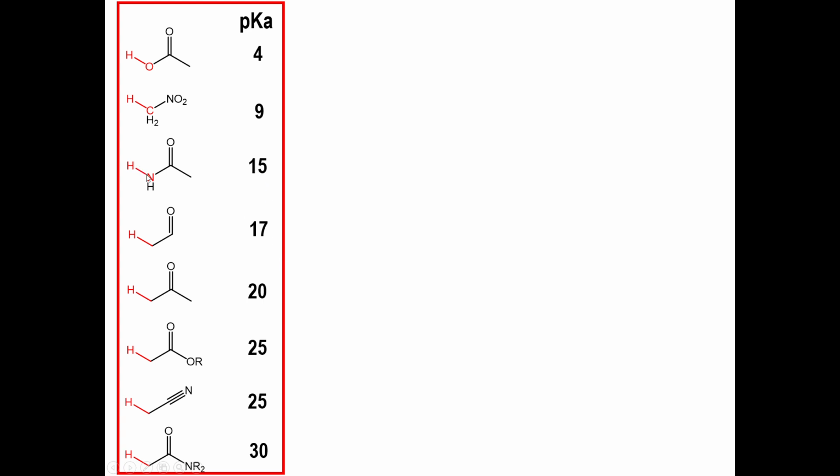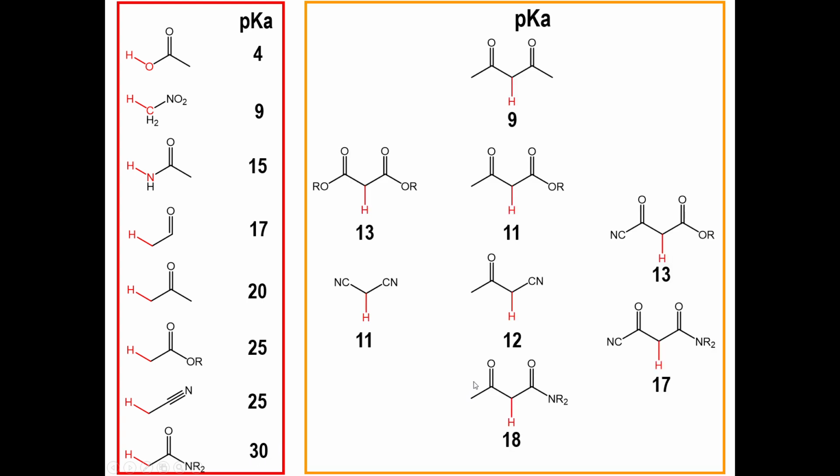So the NH bond of an amide, that's at a pKa of 15, which you can deprotonate with an alkoxide group relatively easily. By the time you get to your aldehydes, you're up to 17, ketones 20, esters 25, same as nitriles, and then the alpha proton of your amides are actually the least acidic of them all at a pKa of 30. By the moment you get to these beta dicarbonyls, the pKas drop considerably, right?